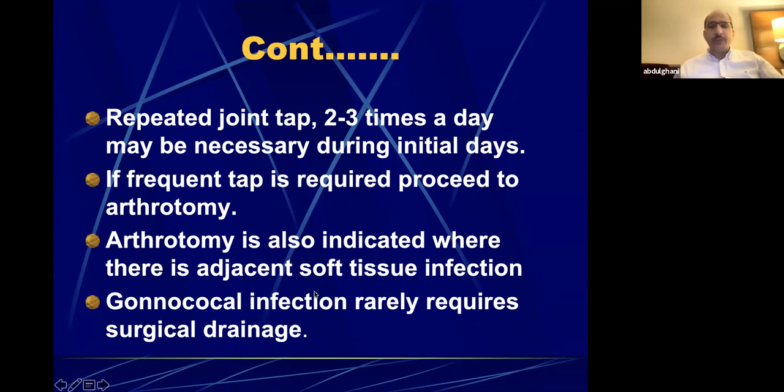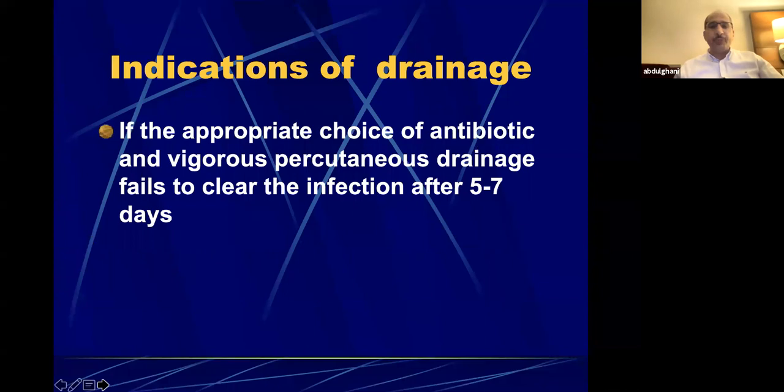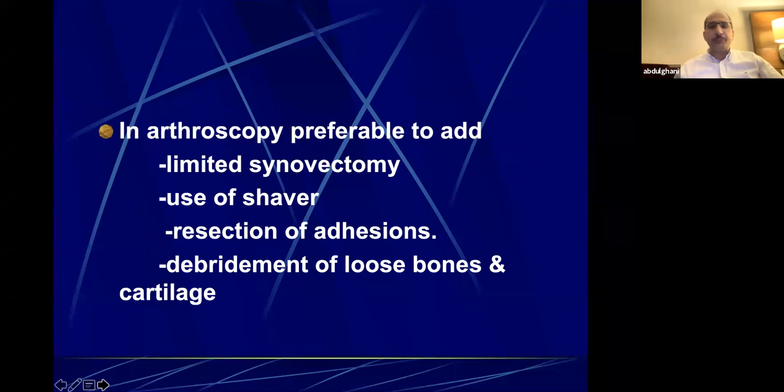Arthrotomy is also indicated where there is adjacent joint tissue infection. However, gonococcal infection rarely requires surgical drainage. You need to remember that. If appropriate choice of antibiotic and vigorous percutaneous drainage fails to clear the infection after 5 to 7 days, obviously you have to proceed to open arthrotomy.